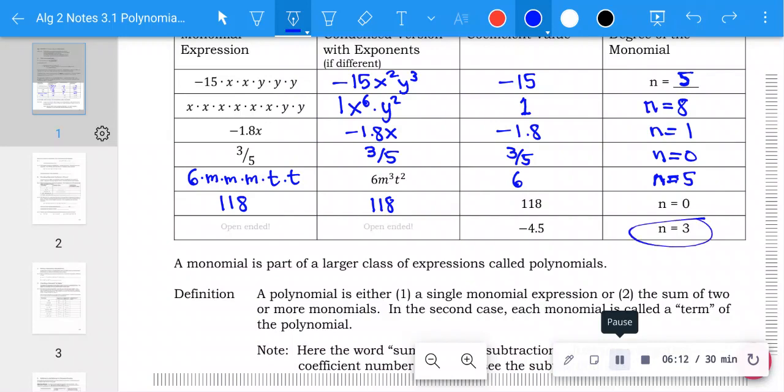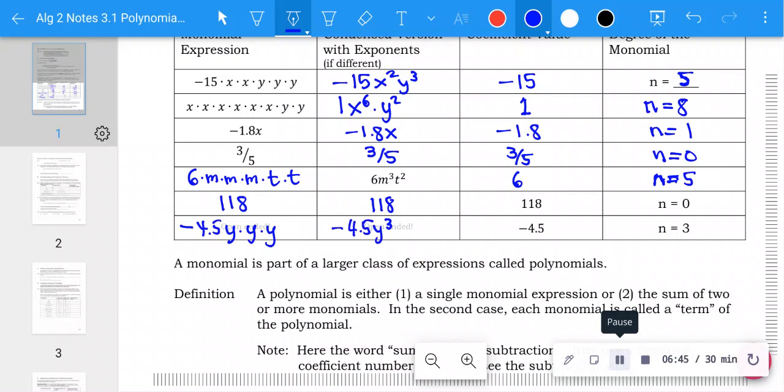Okay, down here it says we have to have 3 variables. They don't necessarily have to be the same. I'm going to use y for this. So I'm going to say y times y times y. And that would be y to the 3rd, but we have to have a coefficient of negative 4.5. So let's put that in front here. And that line is done.